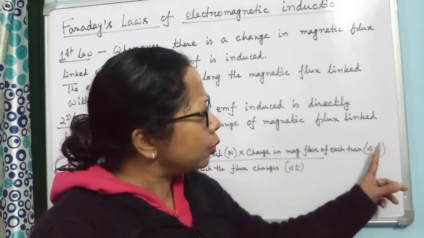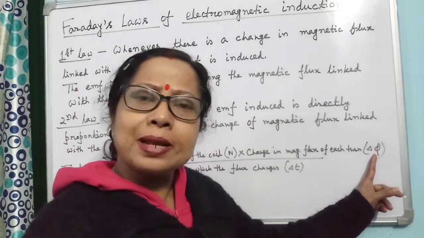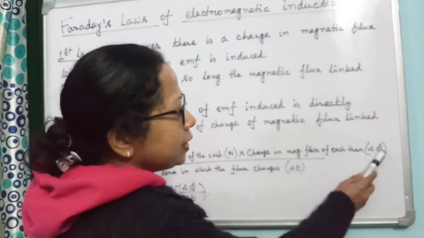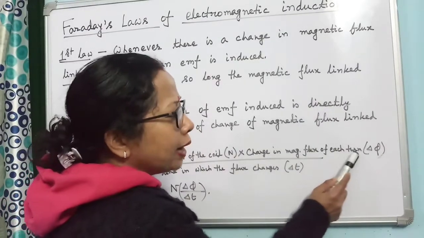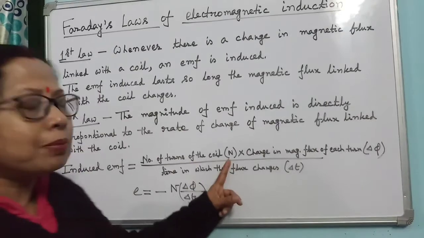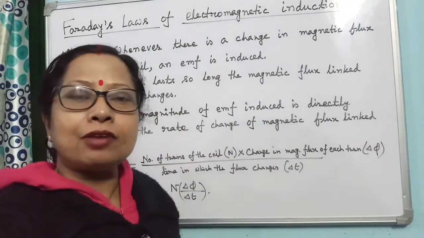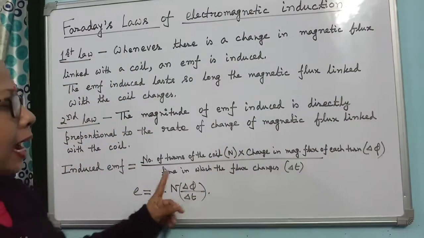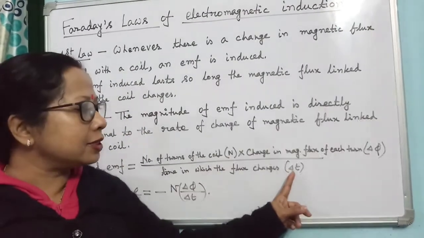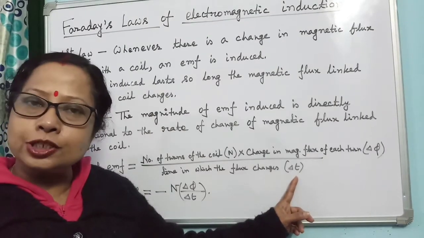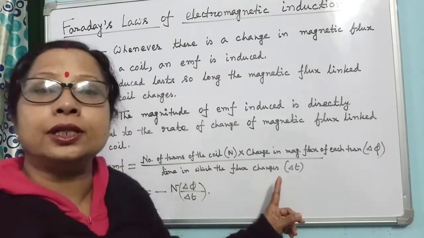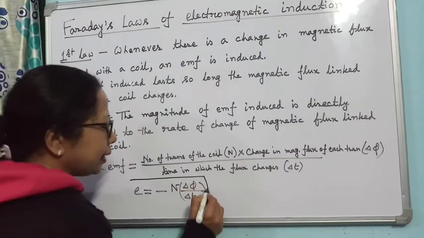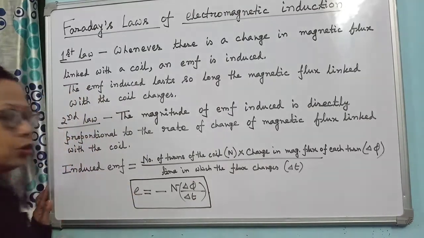Here you see delta phi represents the change in magnetic flux, but be careful, this is the change in magnetic flux associated with one turn. And if there are n number of turns, what is the total magnetic flux change? It will be n into delta phi divided by the time in which the flux changes, denoted by delta t. As I already mentioned, delta represents the change in the quantity. So this is the formula we are getting from Faraday's two laws.